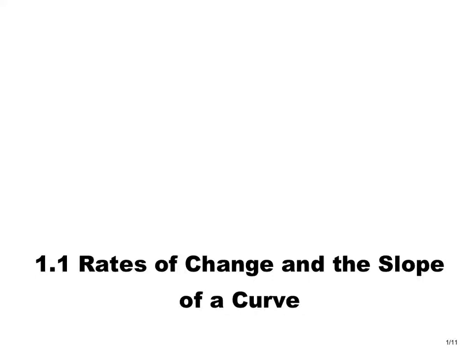Today we are going to talk about rates of change and the slope of a curve. In grade 9, you learned that the slope of a line is the coefficient of the x variable in the slope y-intercept form of a line. If you remember, the slope y-intercept form of a line was y is equal to mx plus b, where m was the slope and b was the y-intercept.